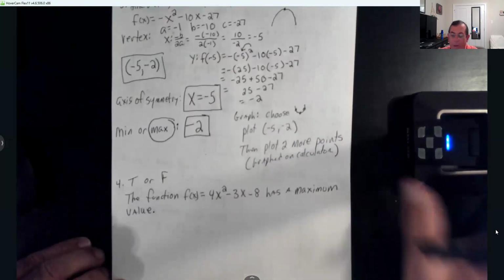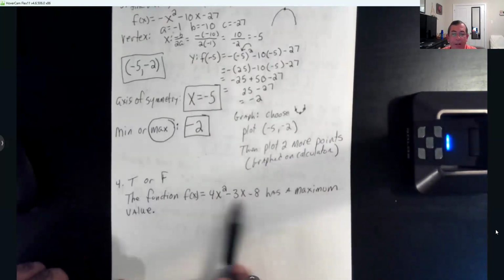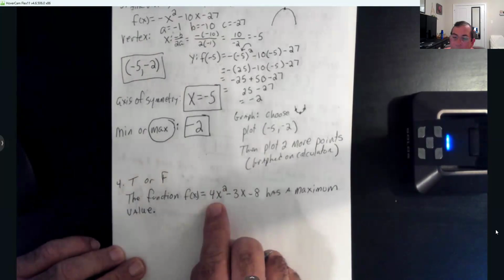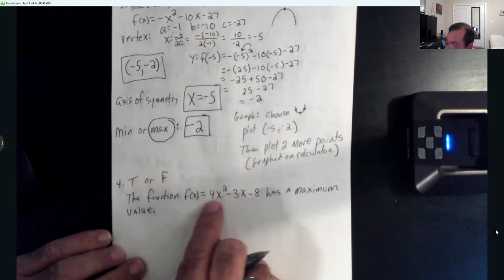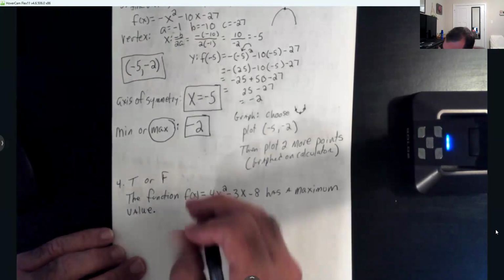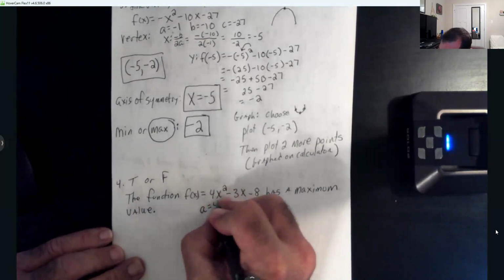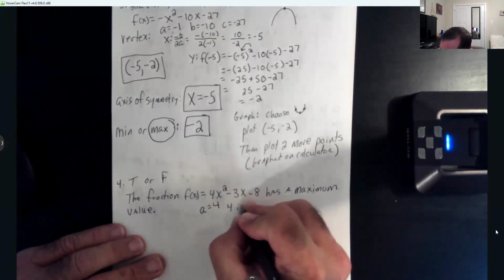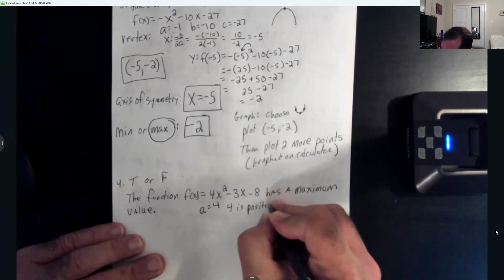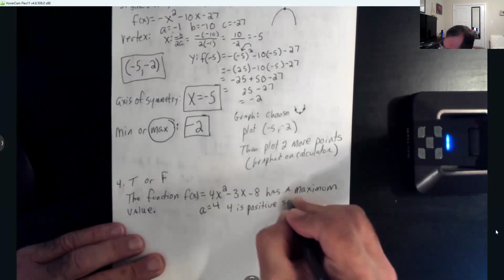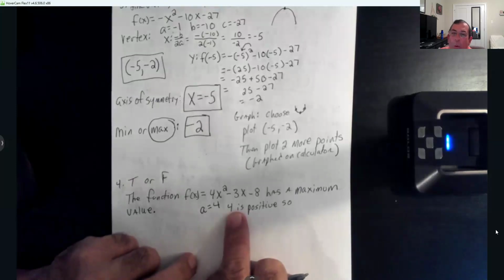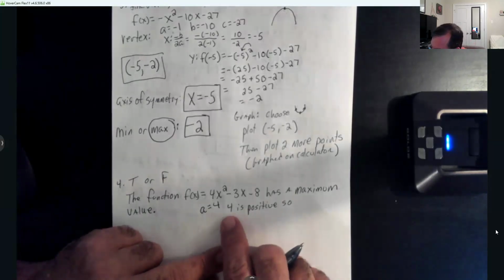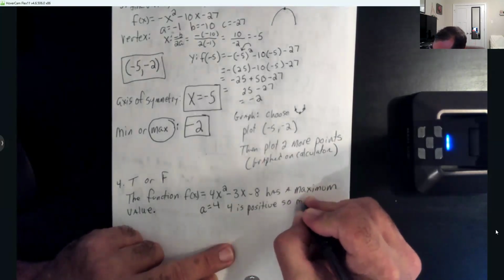So let's see if that's true or false. They're giving me a function, and they're saying it has a maximum value. Well, remember, the min or max values were determined by the A, which is that 4. So for this one, A is 4. This is positive. So we said if the 4 was positive, it would have a minimum. So since 4 is positive, it would be a minimum.